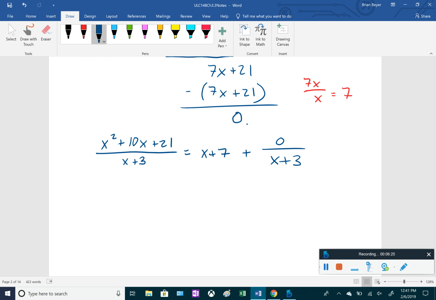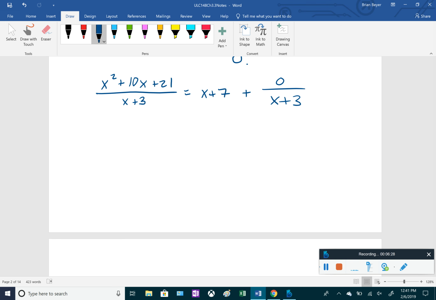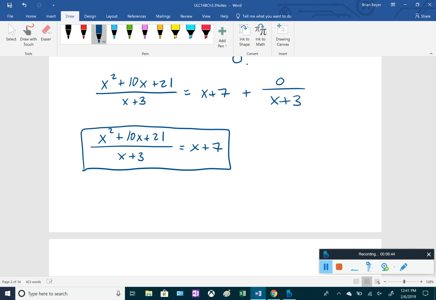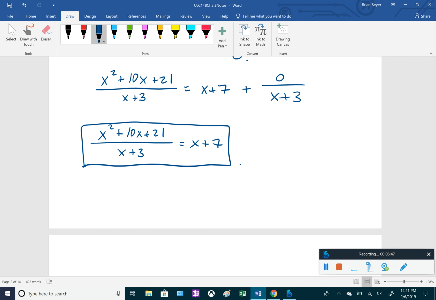So that's pretty silly, right? We're not going to write that 0 over x plus 3. So we're just going to write this as x squared plus 10x plus 21. We divided that by x plus 3, which equals x plus 7. So that would be our answer here. This whole thing just equals x plus 7, but written in the division algorithm would be that whole thing.